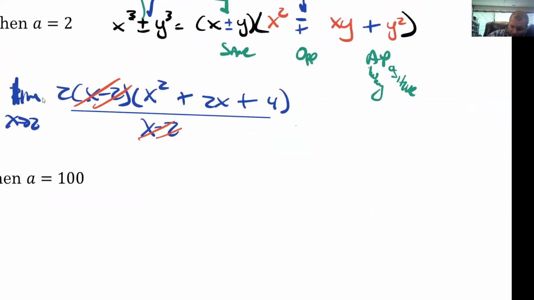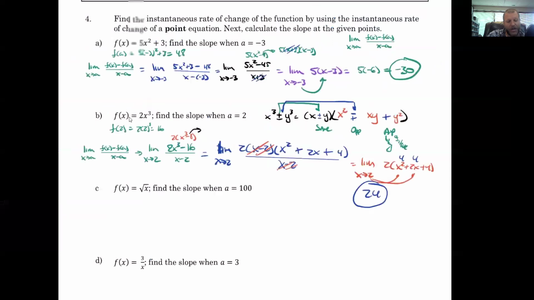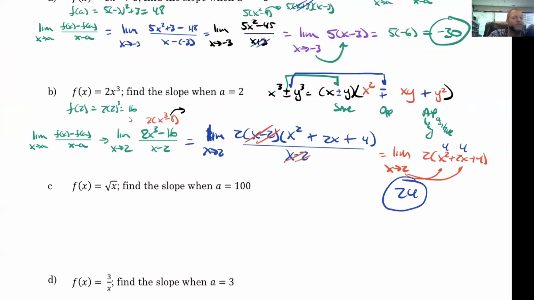And we have the limit as x approaches 2 of 2 times x squared plus 2x plus 4. We're going to throw a 2 in for every x. So that's going to be 4, 4, and 4. So that's 12. So we should get 24 as our instantaneous rate of change.